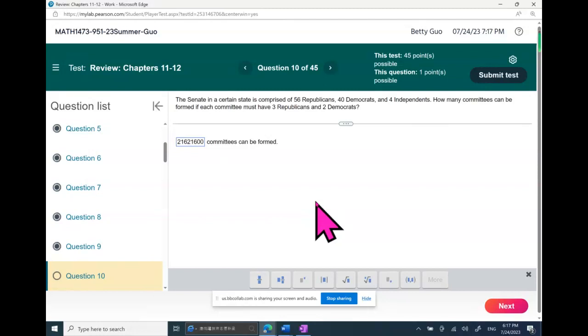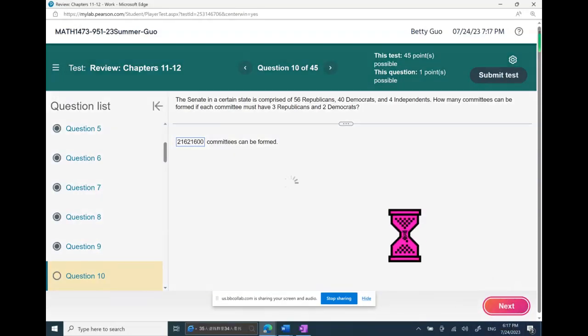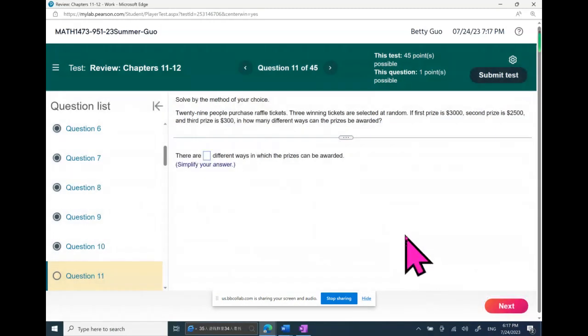So we have 3 Republicans from the 56 total Republicans, and we need 2 Democrats from the 40 Democrats. Multiply them together, and we have a very large number, and that's the number we got, 216,216,100. Okay. Next question, number 11.